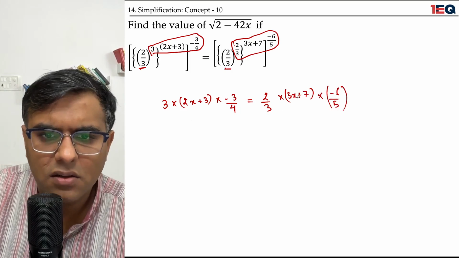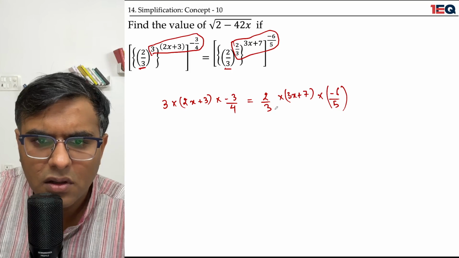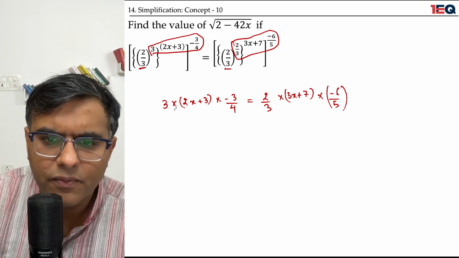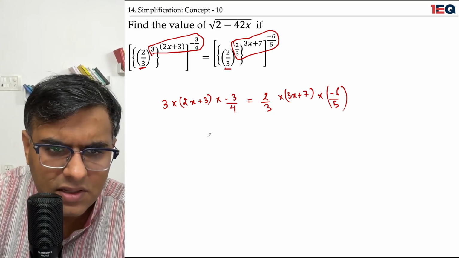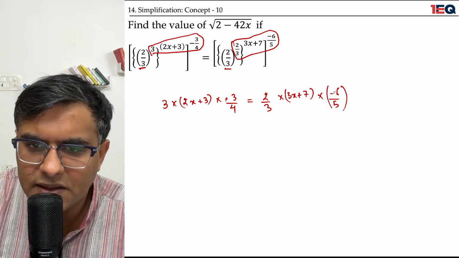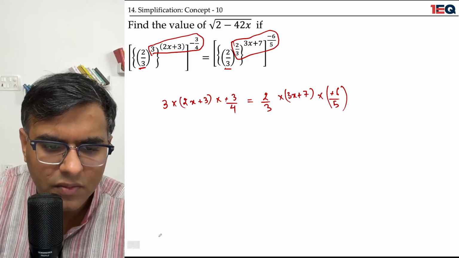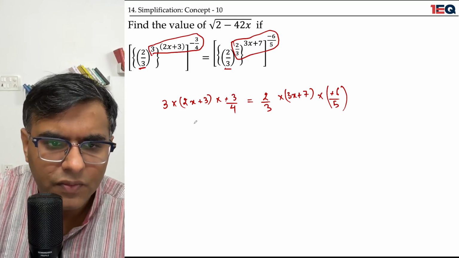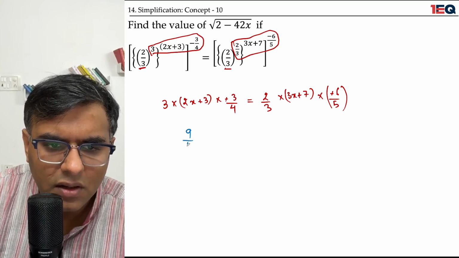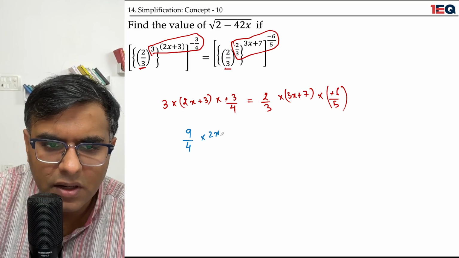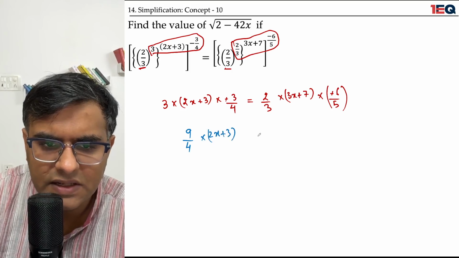Shall we start cutting them off right away? No, I don't think that would be a good idea. So let us start by cutting off at least the minus signs. So this is where we start off from. The minus signs can be cut out. 3 3s are 9. 9 by 4 multiplied by 2x plus 3. The left hand side is complete.